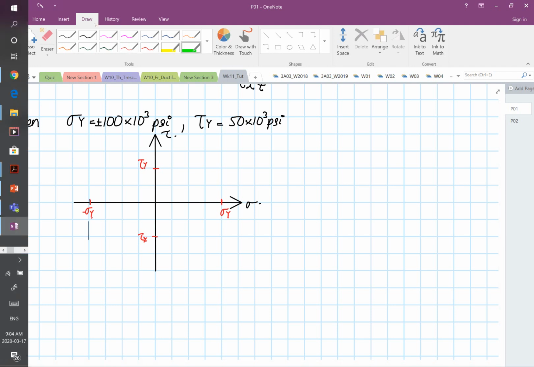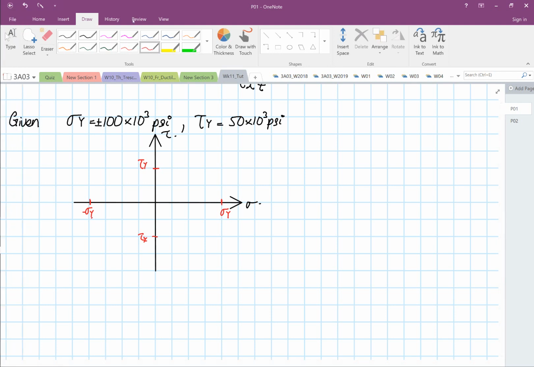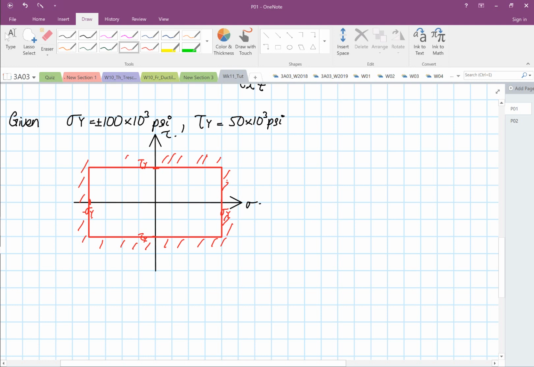So we are given an operating bracket. Our Mohr circle has to be within this operating bracket. It cannot go beyond that. The circle cannot go outside this square, or this operating bracket. The region that is shaded is a no-go zone. Your circle cannot go beyond there. So this is what it's telling us.